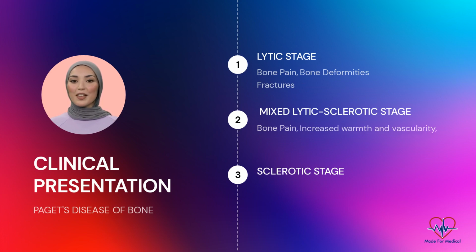Increased warmth and vascularity. The affected bones may feel warm to touch due to increased blood flow in the area. Neurological symptoms. If the disease affects the skull or spine, compression of nerves or blood vessels may lead to symptoms such as headaches, hearing loss, vision changes, or nerve dysfunction.